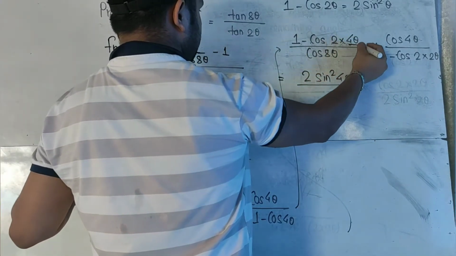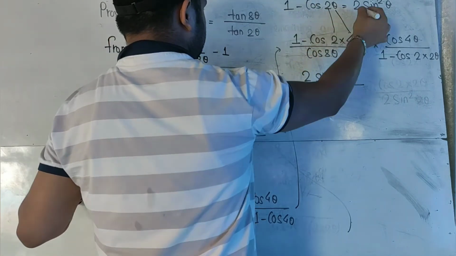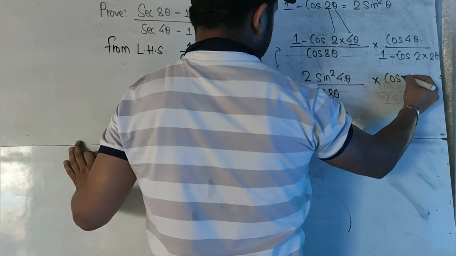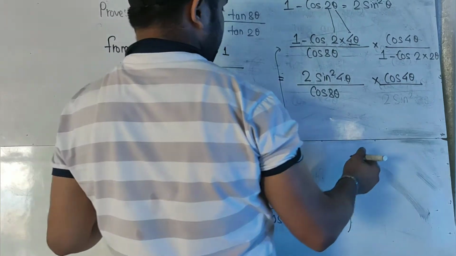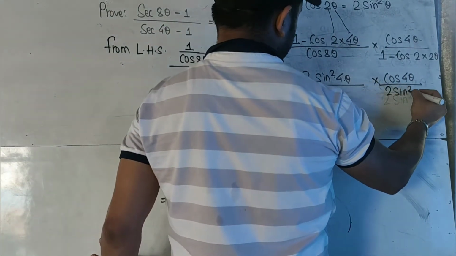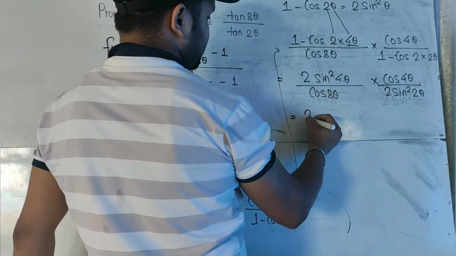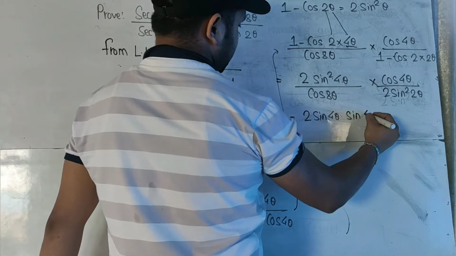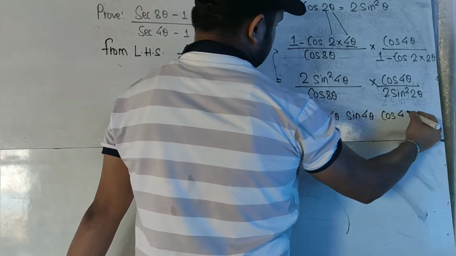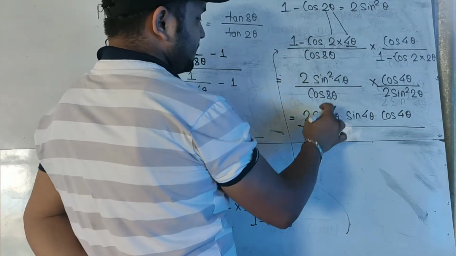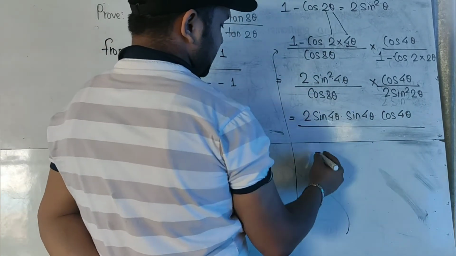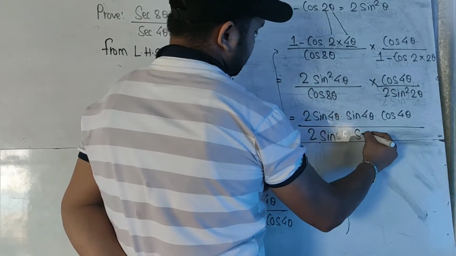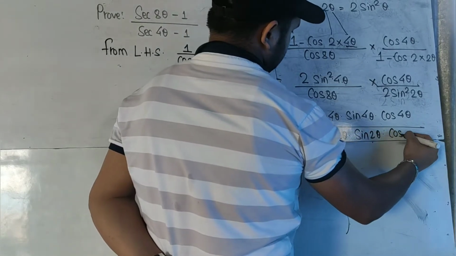So 2 sin square 2 theta by cos 4 theta into cos 8 theta divided by 1 minus cos 2 into 4 theta is 2 sin square 4 theta. So now we can write this as 2 sin 2 theta sin 2 theta into cos 8 theta. In the denominator you have 2 sin square 4 theta, which we write as sin 4 theta into sin 4 theta, over cos 4 theta.